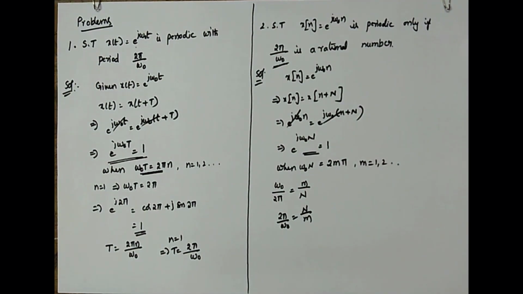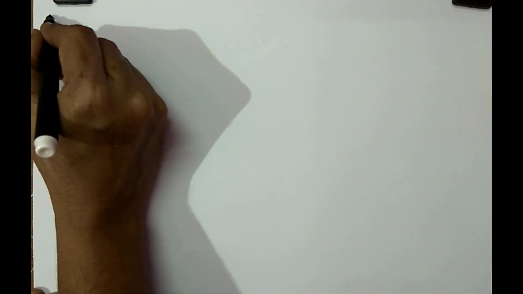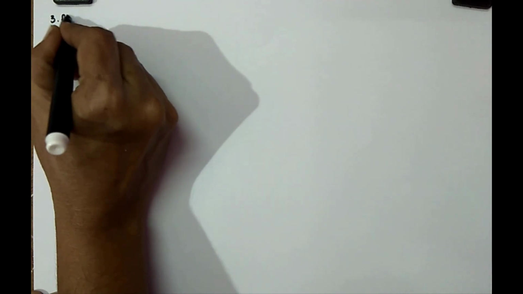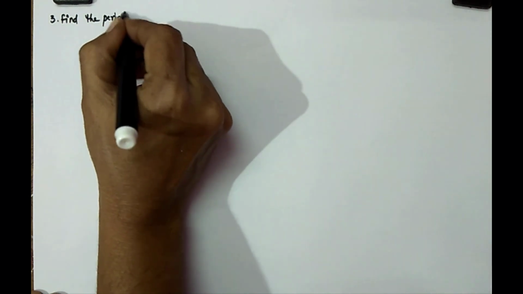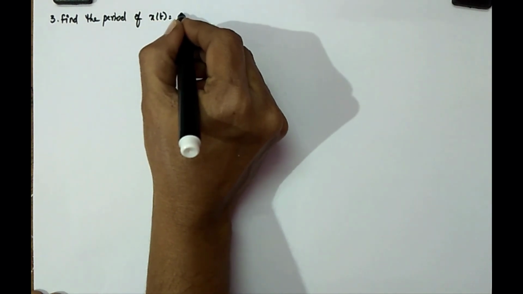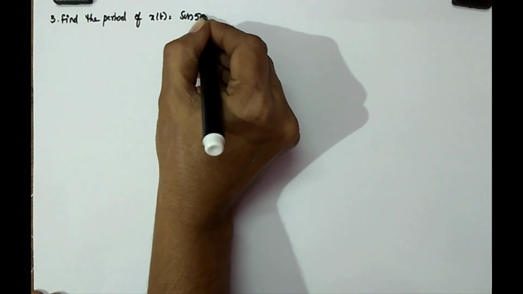Next problem. Find the period of x of t equal to sine 50 pi t.